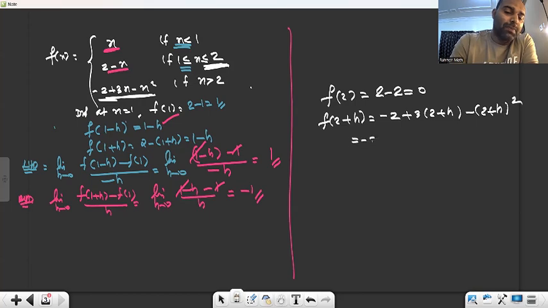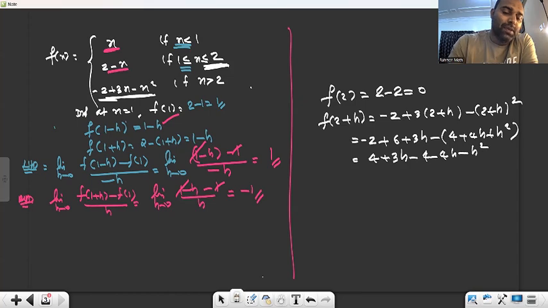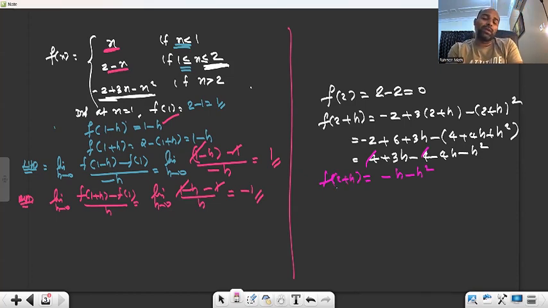This you have to simplify actually. Minus 2 plus 6 plus 3h minus of 4 plus 4h plus h square. So this is 4 plus 3h minus 4 minus 4h minus h square. So you can cancel 4 and 4. You'll get minus h minus h square. Please make sure if any mistake is there from my side. Minus h minus h square is correct only, I think. 3h minus 4h.